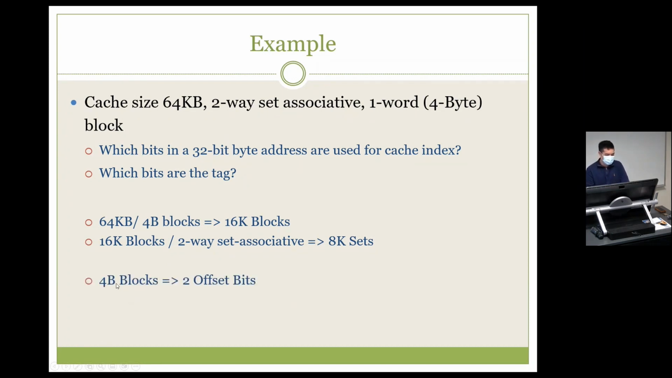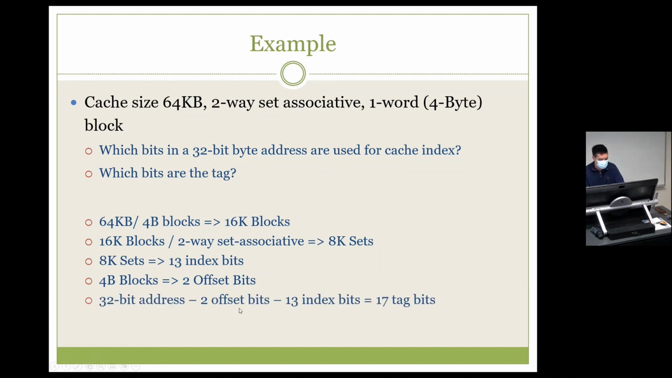And then because we have a 4-byte block size, we have 2 offset bits because it's byte addressable, right? Because we need 4 bytes to equal 1 block. And then with 8,000 sets, we just need to take log base 2 of the 8,000, and the ceiling of that is 13. So we need 13 index bits, 2 offset bits, and that leaves us with 17 tag bits.